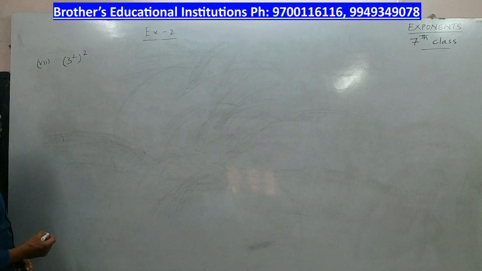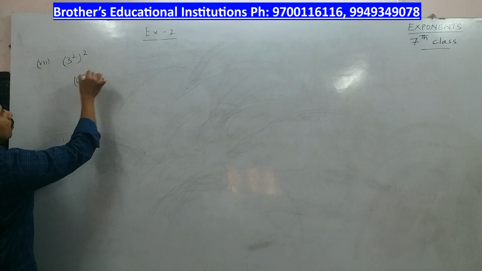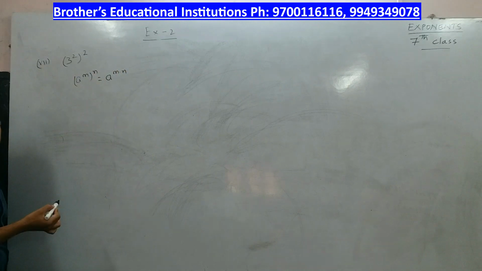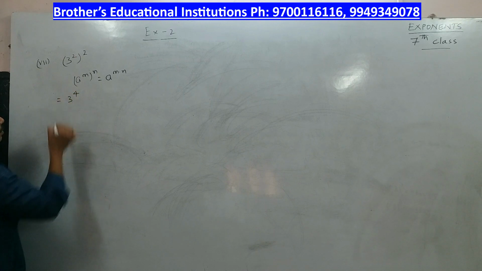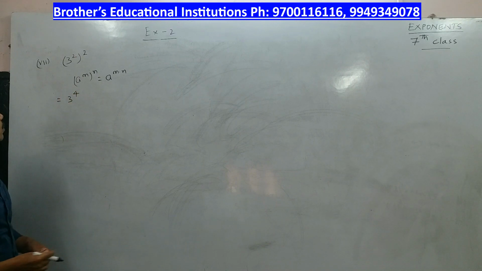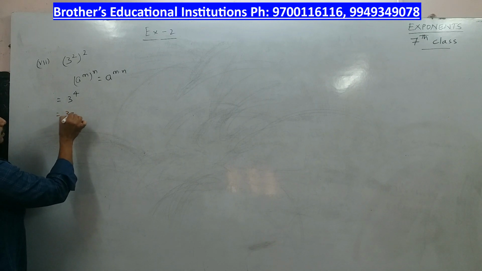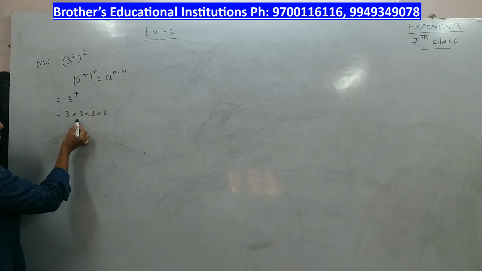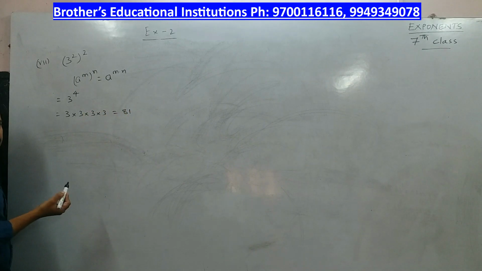Okay, so copy this. Next problem, 3 square whole square. So 3 square whole square means this is of the form a to the power of m whole to the power of n. It is a to the power of m into n. So this is 3 to the power of 2 2s are, we get 4. So what is 3 square whole square? It is 3 power 4. So if possible we can simplify this 3 power 4. 3 power 4 is nothing but 3 into 3 into 3 into 3. 4 times we write. 3 3s are 9, 9 3s are 27, 27 3s are 81 is the answer. Okay.